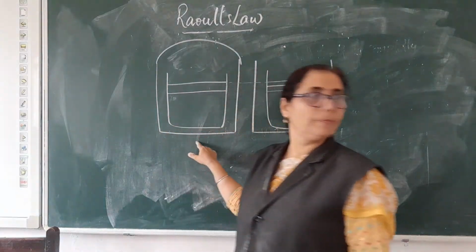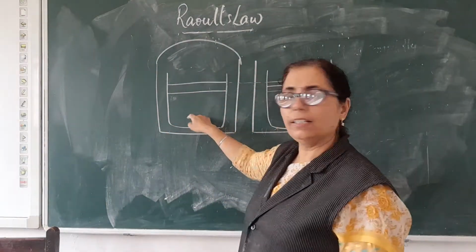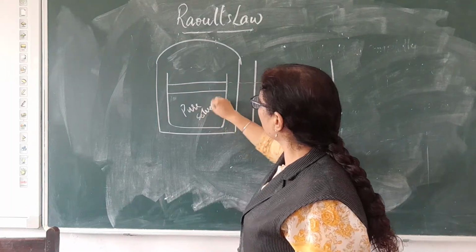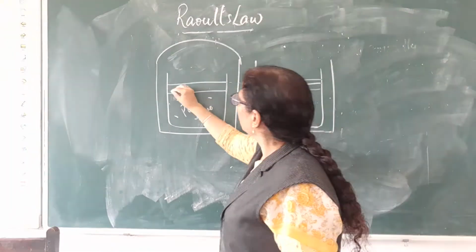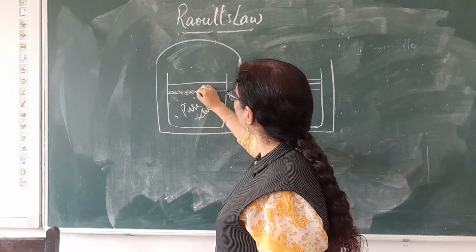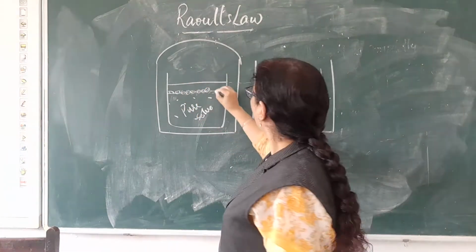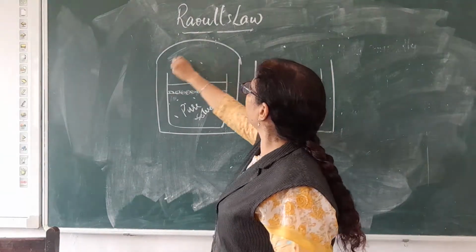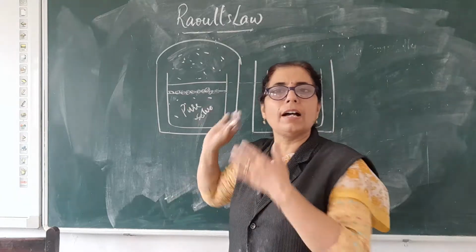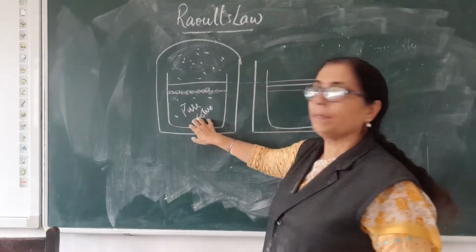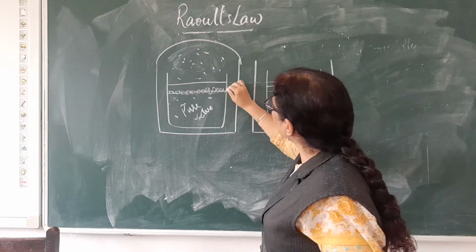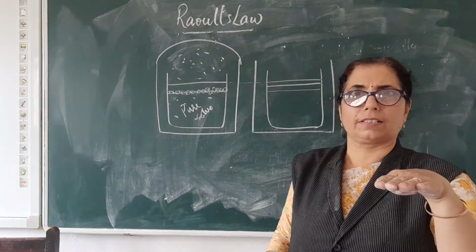Now here we will see one beaker in which only pure solvent is taken. The number of molecules present is only of the pure solvent, and the vapors exerted by this are only of the pure solvent. When the vapors come up, they are only of the pure substance, and the whole of this layer is of pure substance.